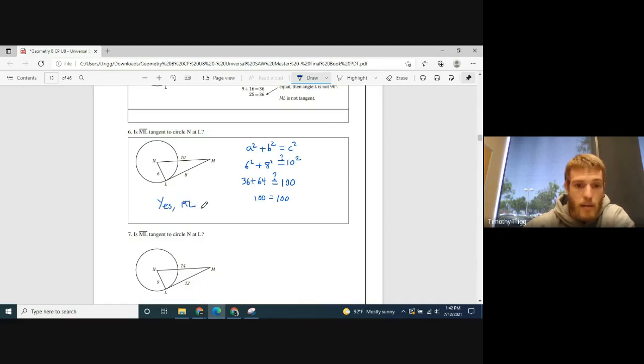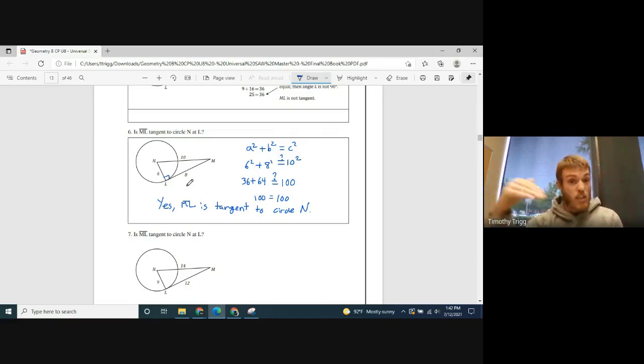ML is tangent to circle N. Yes, ML is tangent because this ended up being equal. Therefore, we know this is a right angle because we know this is a right triangle. So if this is equal, we know it's a right triangle, which means we know this is a right angle, which means ML is definitely tangent. Because remember, if it hits at a tangent, then that forms a right angle.